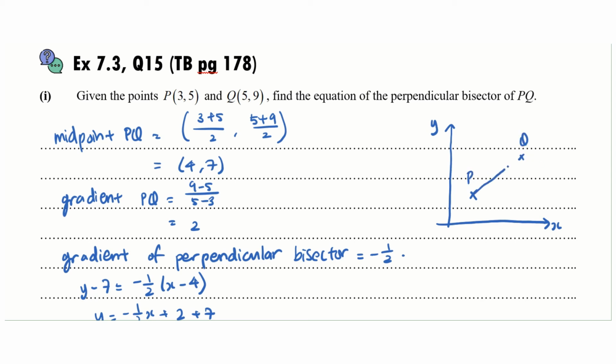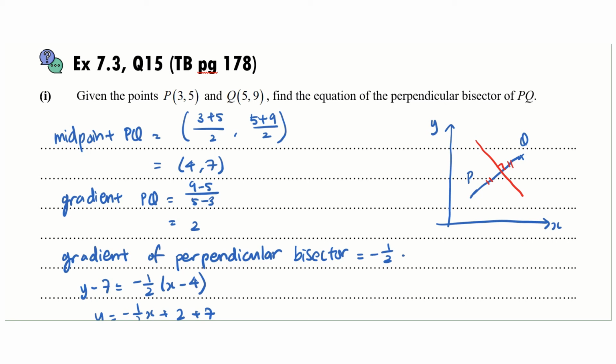And we have this line. So we want to find the equation of the perpendicular bisector. We need to know what the midpoint is. Sorry, let me get the colors right first. No, the color is not coming out. But anyway, to find the perpendicular bisector of PQ, we need to know the midpoint as well as the gradient of the perpendicular bisector.